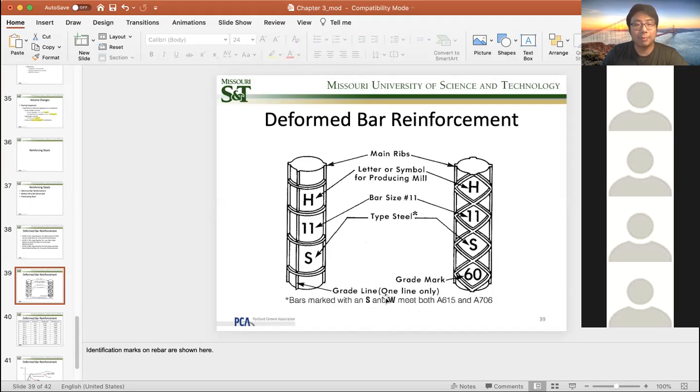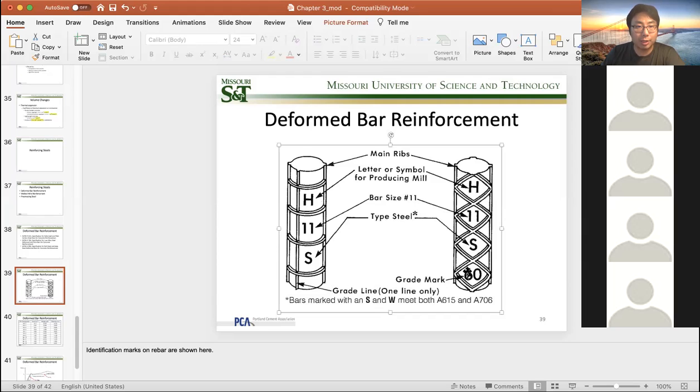Now, you can see that some of the bars have a grade mark here, 60. This grade mark represents the strength of the rebar. So this right here, H11S60, these are the critical parameters for a rebar.